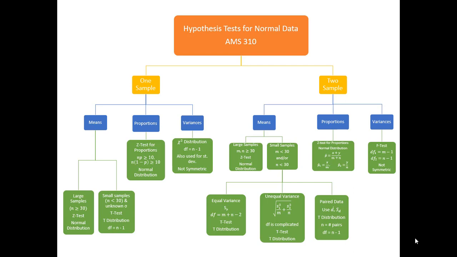So just a quick summary of what we've been working on here with hypothesis tests and inferences in general. Remember, we're assuming all the underlying data sets are normal. When we think about one sample inferences, which is what Chapter 8 is all about, we covered inferences for means in the first video. In this video, we're going to look at inferences for proportions and variances.